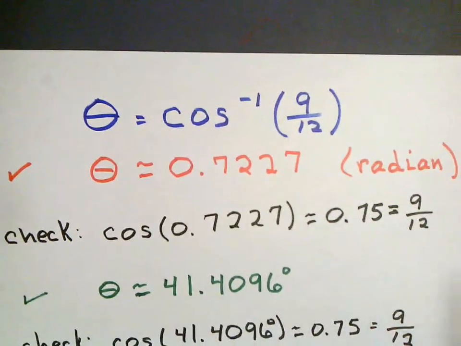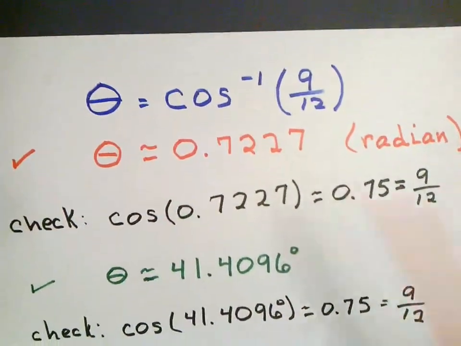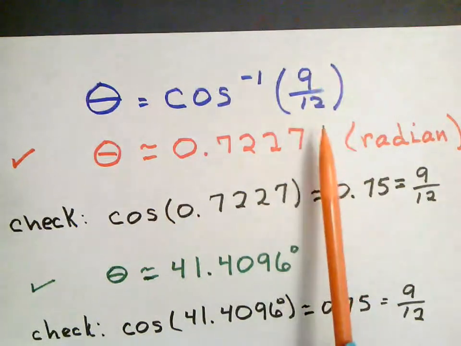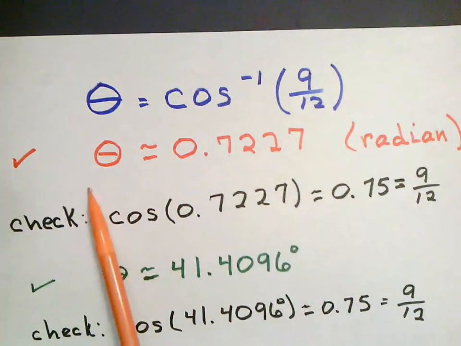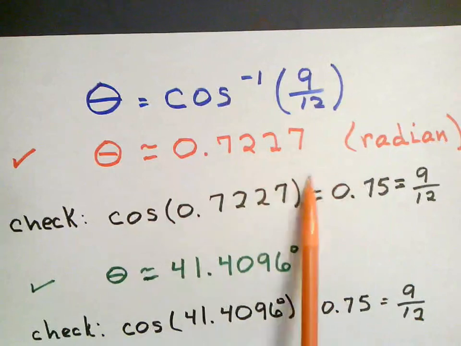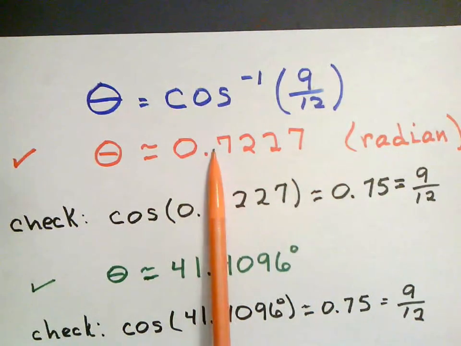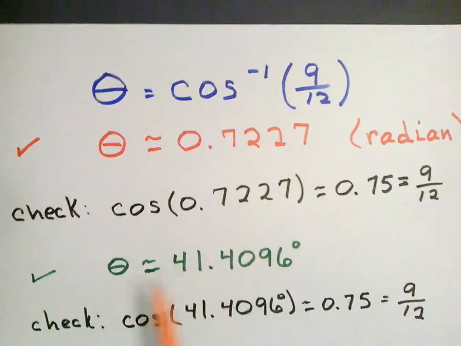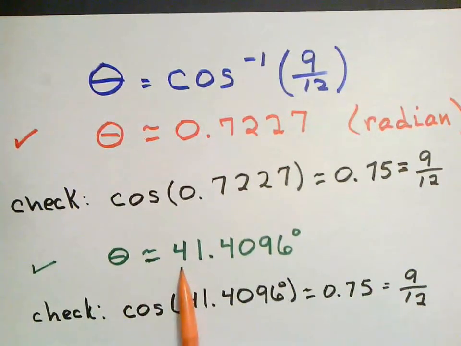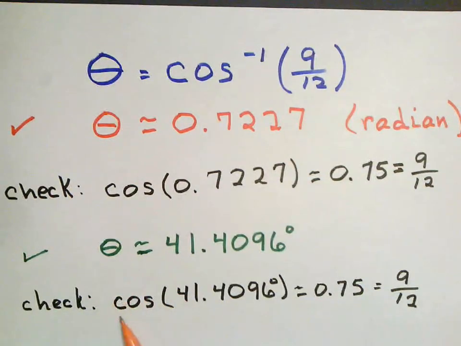And I want to look at that again. So if we're given that theta is equal to inverse cosine of the ratio 9 over 12, and we're given this angle measure in radians, we can check this by taking the cosine of the angle to give us the ratio. And again, if the theta is in degrees, we can check it by taking the cosine of the angle measure, which will give us the ratio.